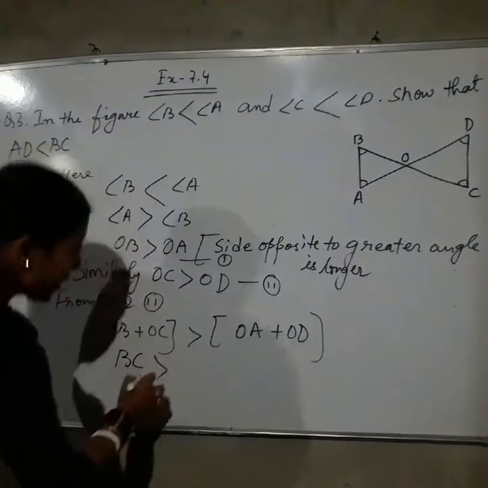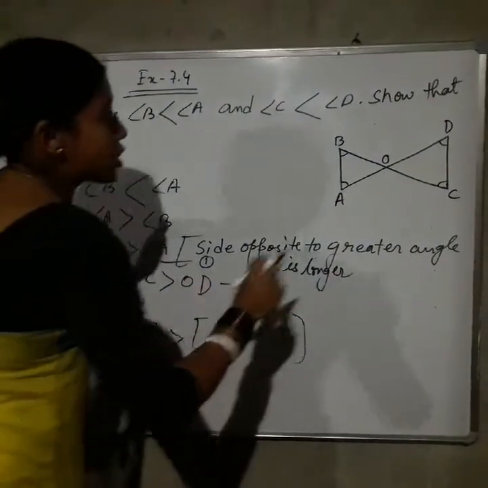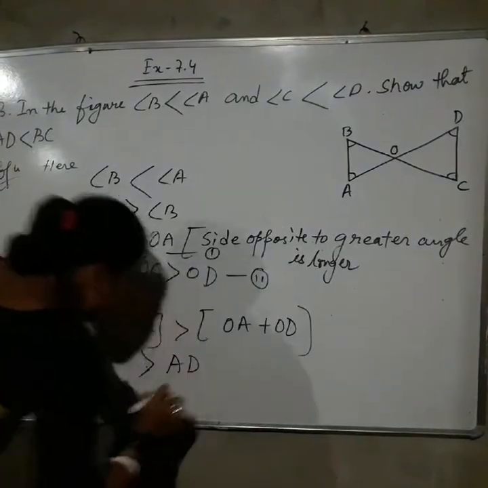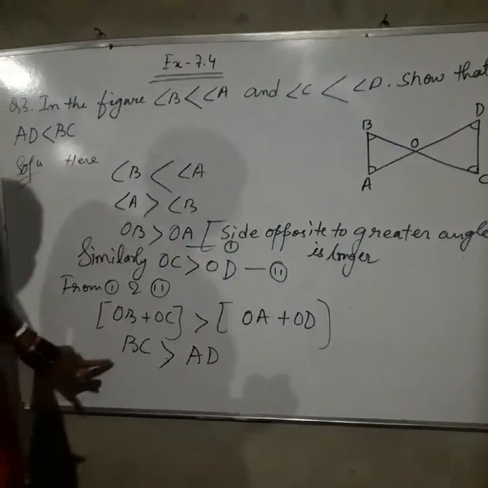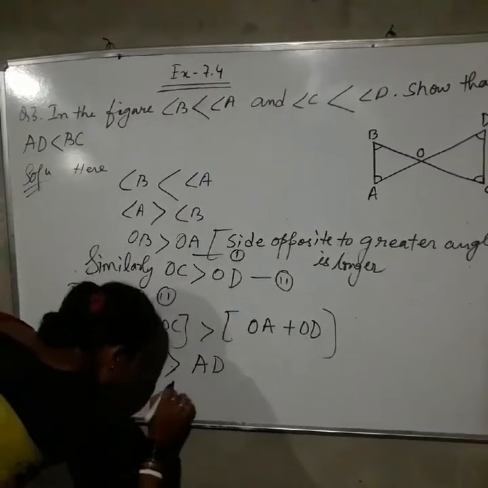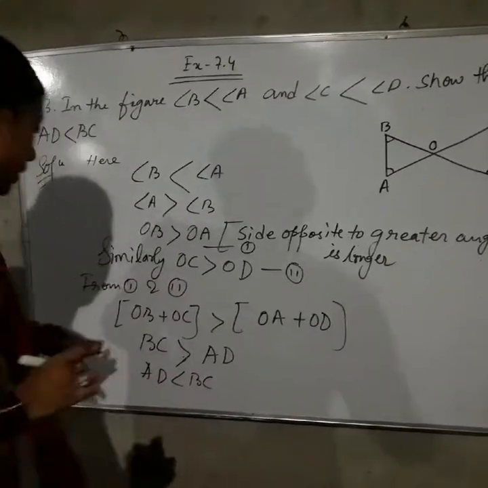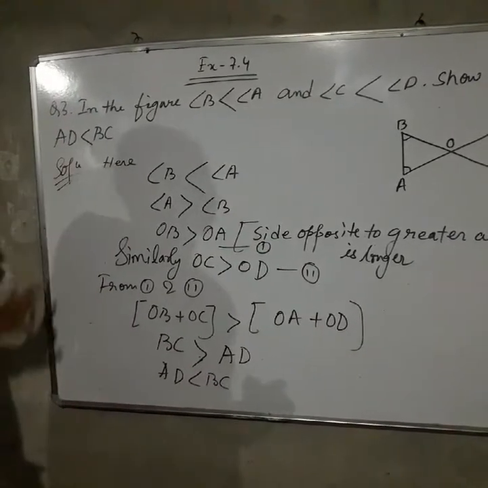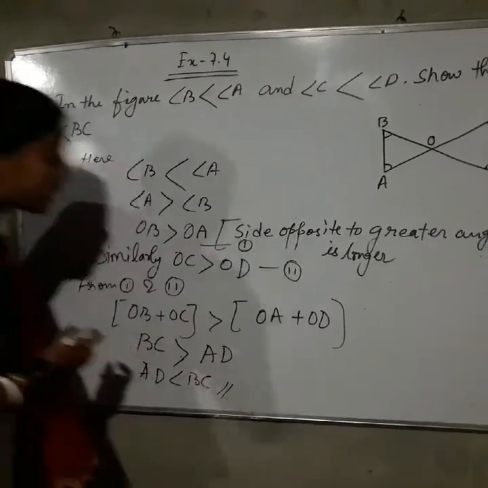And OA plus OD is AD. So we have BC greater than AD. So from here we can write AD is less than BC. Since BC is greater than AD, we can also write AD is less than BC, which is the proof. We have proved that AD is less than BC.